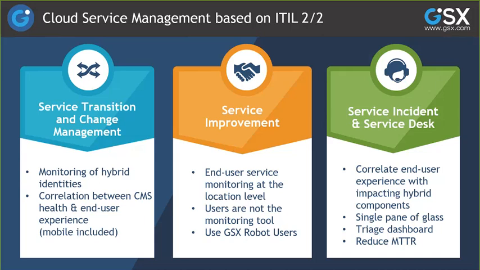Now let's talk about service improvement. Here again, it's even harder than before because you can only improve what you can measure. So for that, you need to implement a way to continuously measure the end user services that you really deliver to your location. And we already explained how you can do that with the JSX Gizmo robot user.